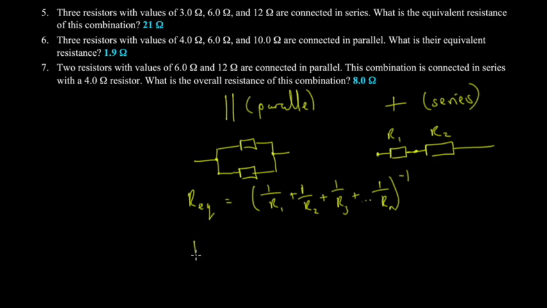And then we had a special case for Req, and that special case was for when we have only two resistors in parallel, and then we say that it would be R1 times R2, which is the product, over the sum R1 plus R2. Okay, this is what we said. And for series connection, we simply add, so R1 plus R2 plus R3, depending on what resistors we have. Okay, so this is it.